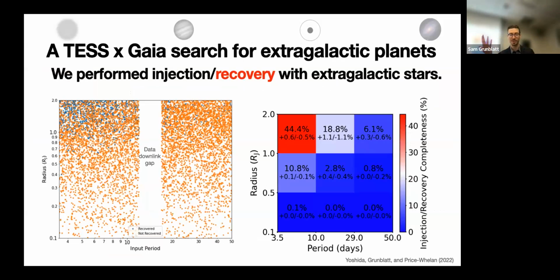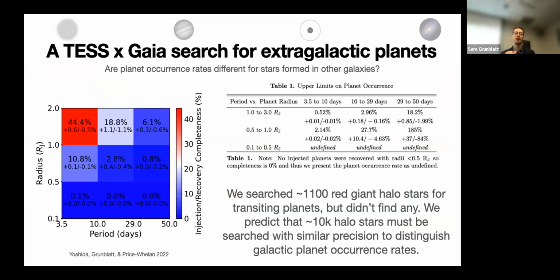Unfortunately, we didn't find any transiting planets, but what we could do is an injection recovery test to see how complete our survey was at actually detecting these things. And what we found is that we would only be sensitive to hot Jupiters in the sample. And even there, we could only detect them about half of the time. So it wasn't super surprising that we didn't find anything. But by doing this injection recovery, we were able to place some upper limits on the planet occurrence rates for these halo stars. And we're able to predict that if we were able to look at, say, 10 times as many stars with similar precision, we would be able to distinguish planet occurrence rates between these galactic versus extragalactic populations.